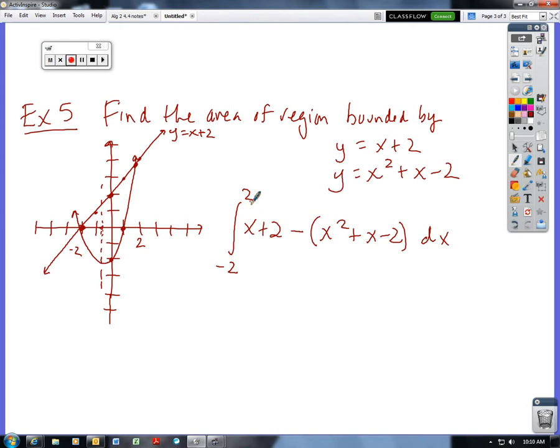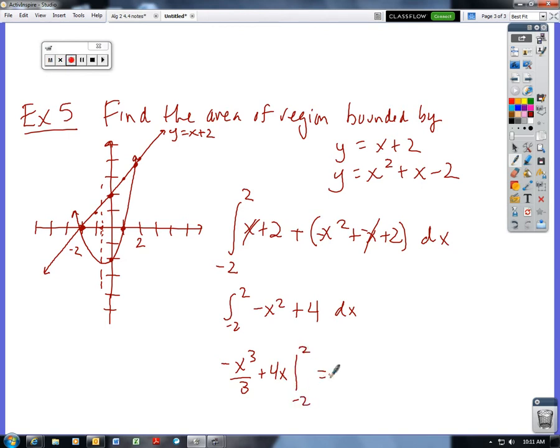And then before I integrate, I'm going to simplify it to make it a little easier. So I've got x minus x, so those are actually going to cancel. I'm going to have negative x squared. Well here, let's change these signs. And then it's more obvious, those cancel. And then I've got 2 plus 2. Then when we integrate, we're going to get negative x to the third over 3 plus 4x, and we're going to evaluate from negative 2 to 2.